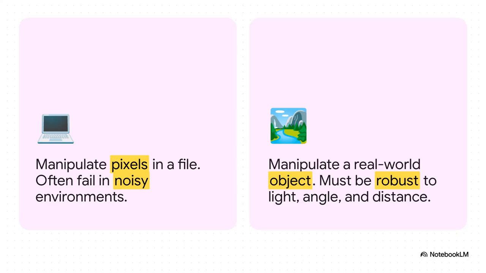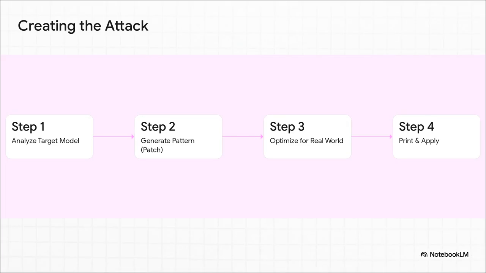Now, what's really key here is understanding the difference between a digital attack and a physical one. See, a digital attack is kind of easy. You're just messing with pixels in a clean, perfect computer file. But a physical attack, that's got to work out here, in the real world. The messy, chaotic, unpredictable real world. It has to be tough enough to work no matter the lighting, the angle you see it from, or how far away you are.